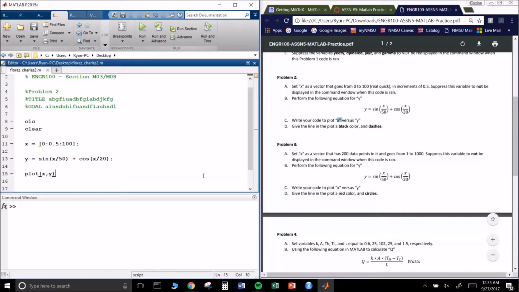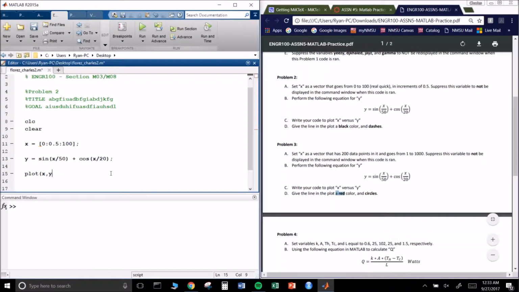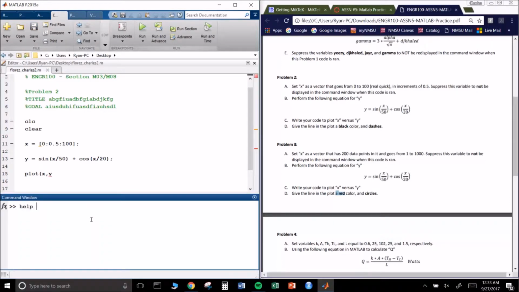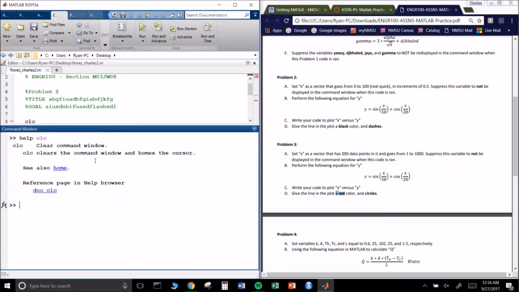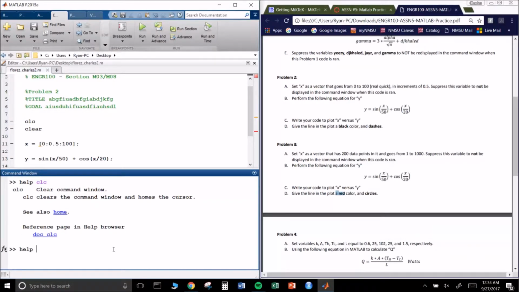Now I want to make some changes, so I want to give the line in the plot a red color with circles. If you want to know how to do that, you'll type in help plot. You can type in any function here, and it'll tell you about it. If you type in help clc, it tells you that clc clears the command window and homes the cursor. But we want to know a little bit more about plot.